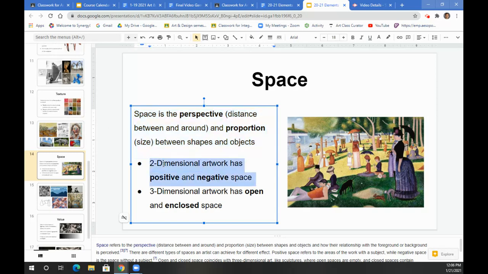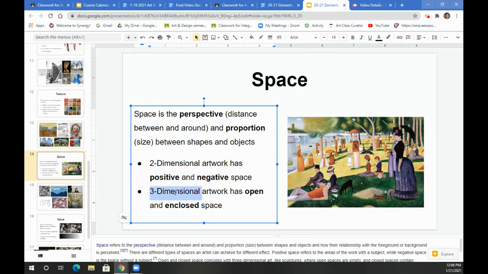So, a two-dimensional artwork has positive and negative space. In other words, if these figures were the positive space, the background would be the negative space. So positive means something that's coming forward, and negative space means what is in the background.